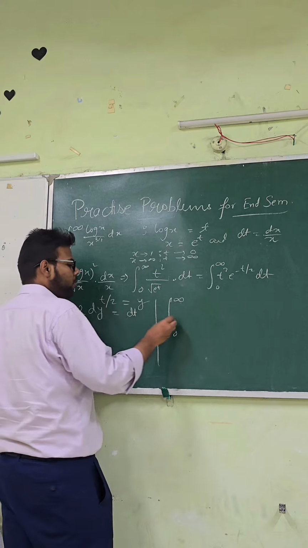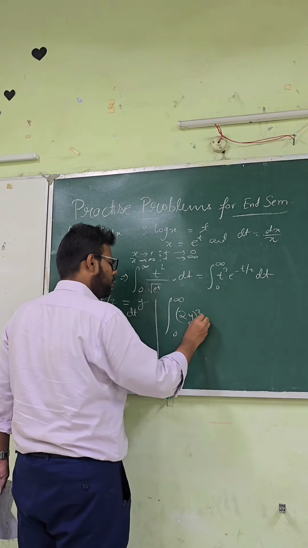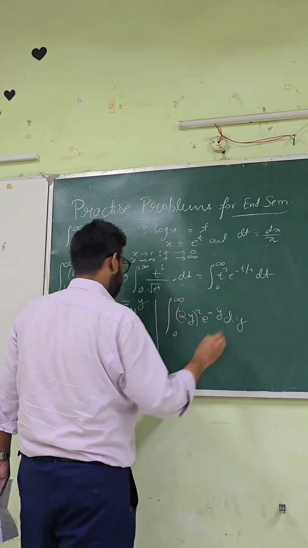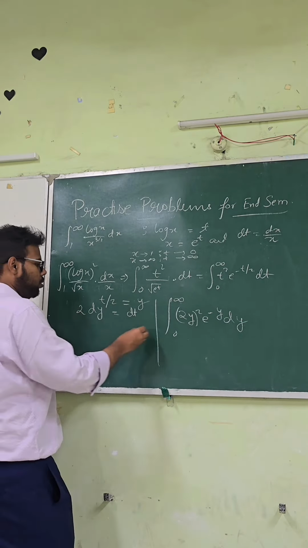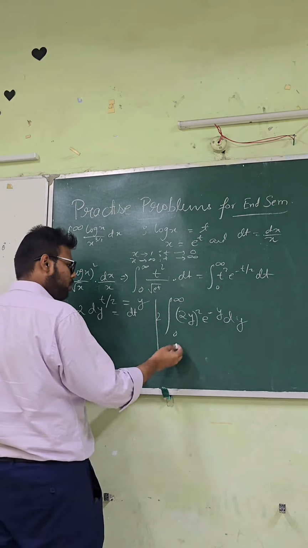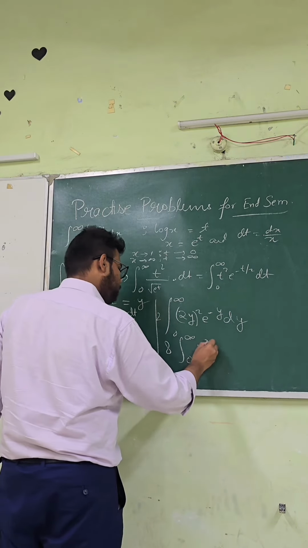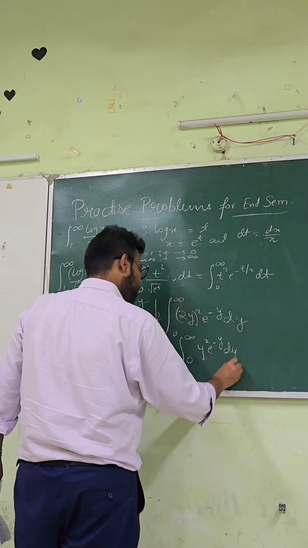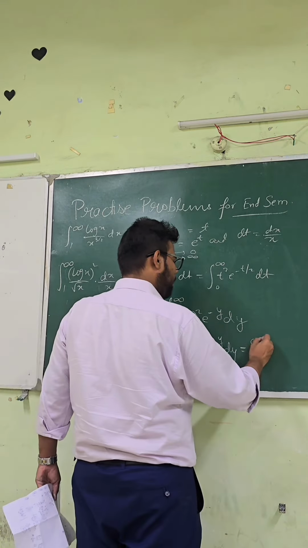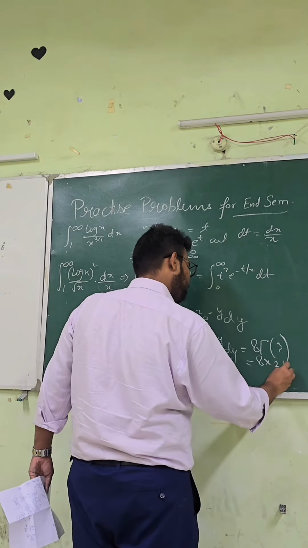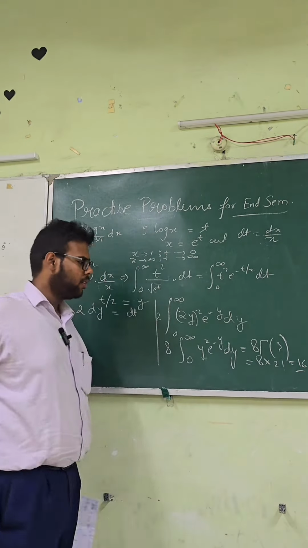So we get 0 to infinity of the quantity, what is t? t is equal to 2y. So 2y whole square e to the power negative y dy, and dt is equal to 2 dy, so we get 2 another, right? So we get 8 times integral 0 to infinity of y square e to the power negative y dy, and this is equal to 8 times the gamma of 3, which is equal to 8 times 2 factorial, which is equal to 16.